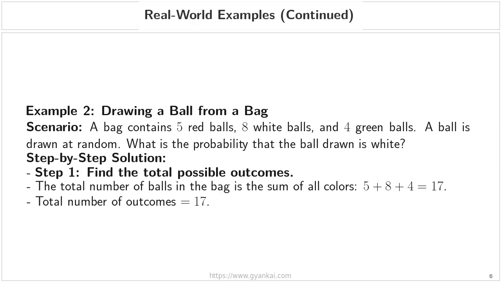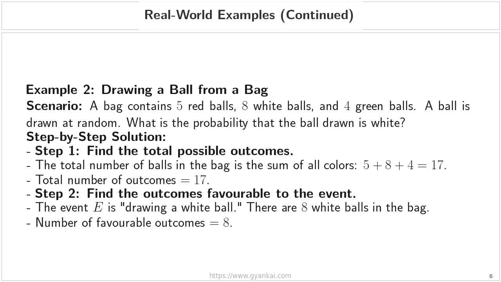Step 1, we need to find the total possible outcomes. Remember, the total outcomes represent our entire sample space. To find this, we simply add all the balls in the bag together, 5 plus 8 plus 4, which gives us a total of 17. So our total number of outcomes is 17. Step 2, now we identify the outcomes favorable to our event.